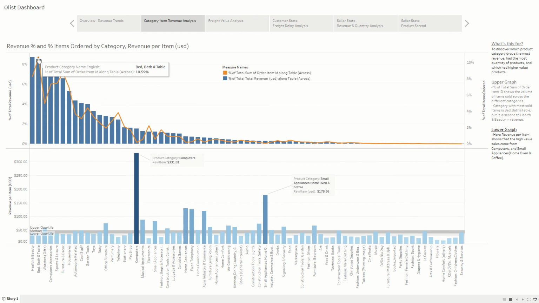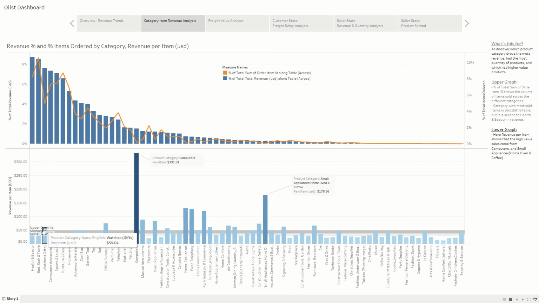We can tell from this chart that bed, bath and table comprise 10% of the overall. The bottom part tells you, for each item, what the revenue is. We can tell down here that computers are the most valuable sort of product that people sell, so high revenue. Revenue is defined by the order value plus the freight.